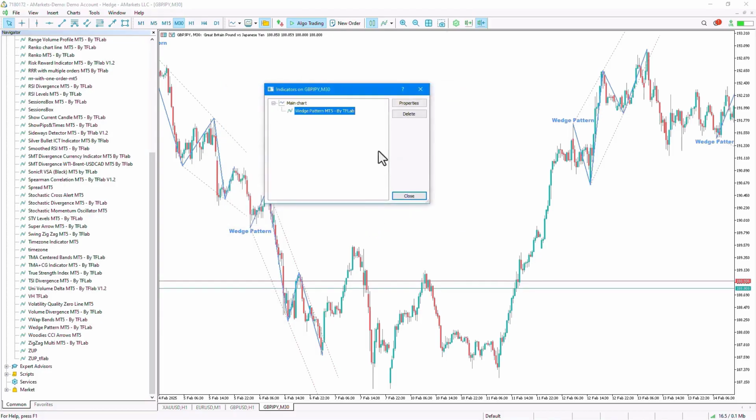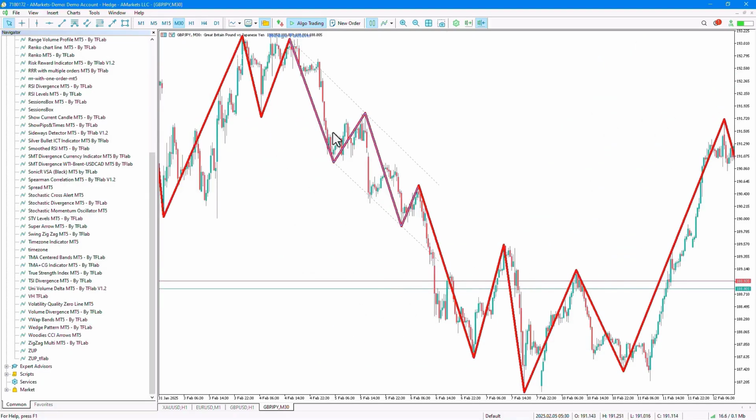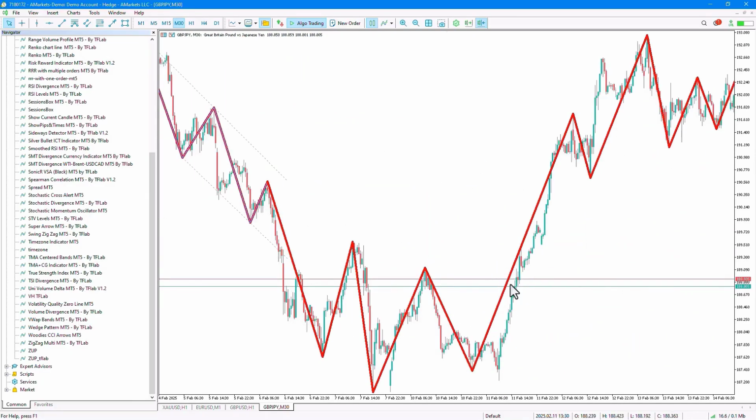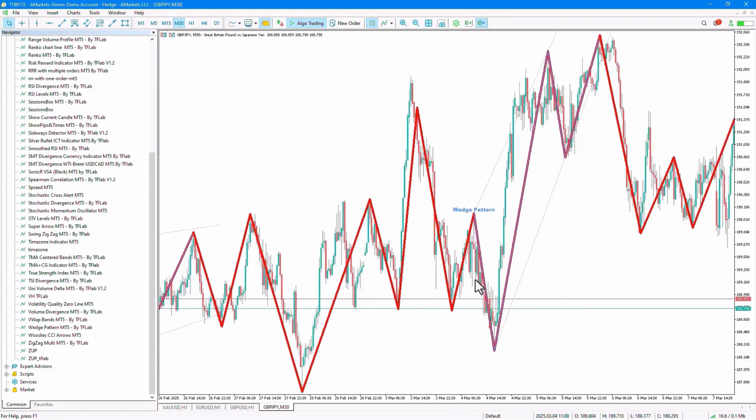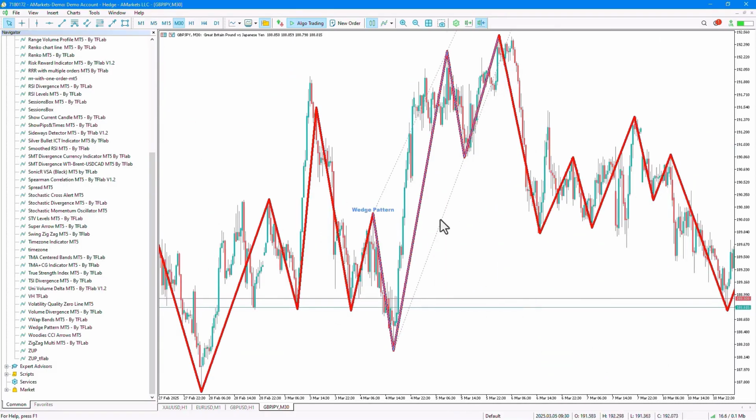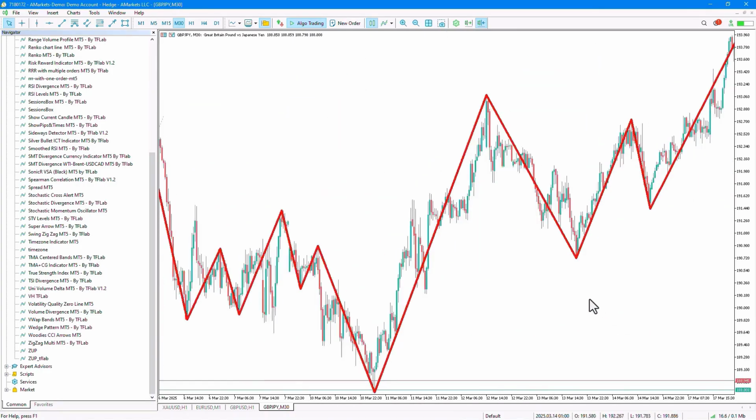And finally, I confirm the changes. Here it has drawn the zigzag lines for me. We can see that it has identified patterns with a longer-term trend, for example, a wedge pattern has been identified here, and after the breakout, we see the price moving downward.